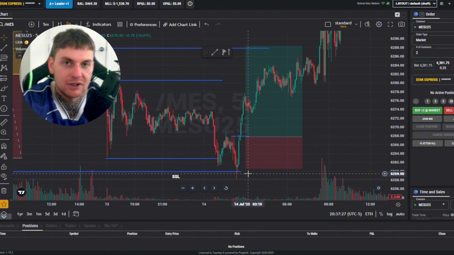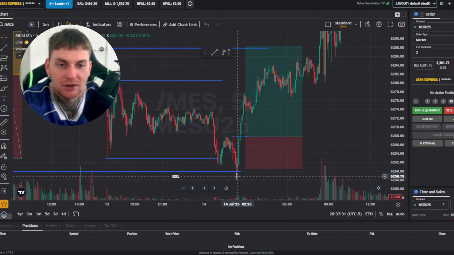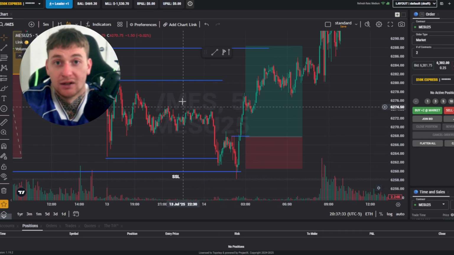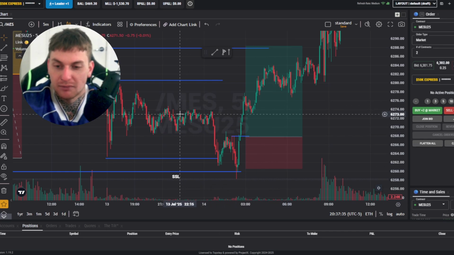So I only allow myself to be trading for an hour, and I managed to get that trade within that time frame. So $300, more than what I'd be making normally. So I'm happy with that.